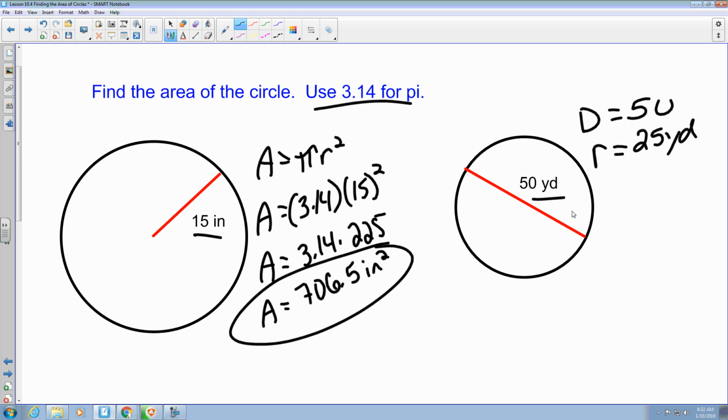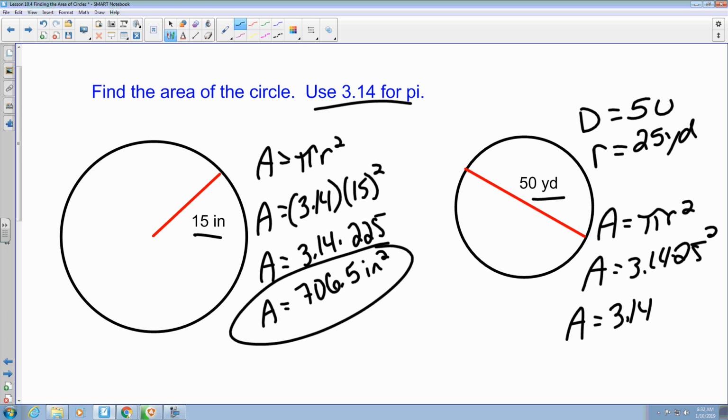So now I go here. All right, I got area is again pi r squared. Area equals 3.14. And now I have 25 squared. Let's take care of the exponents. So this area is 3.14 times 25 squared, which is 625. Multiplying 625 by 3.14, I get an area of 1,962.5, and this is square yards.